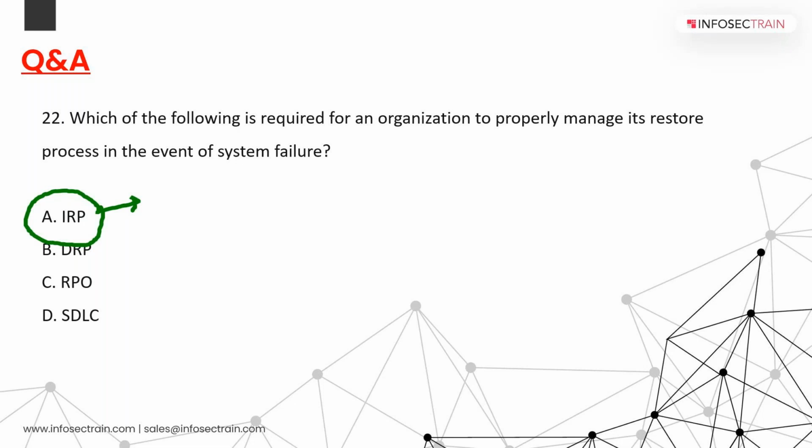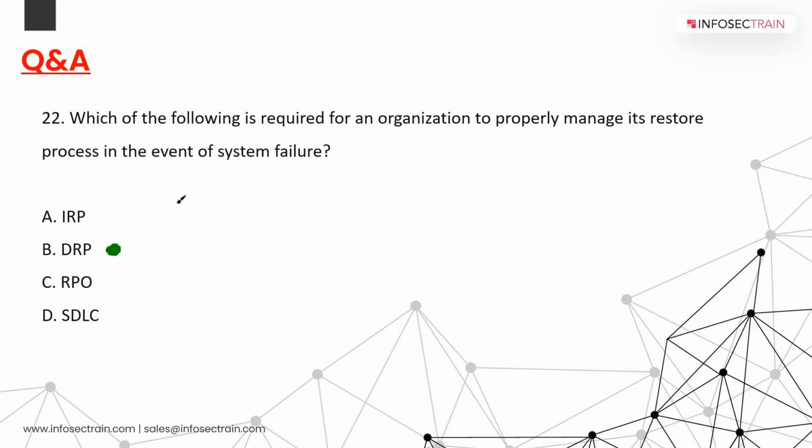Okay, great. So as the question is set up, which of the following is required for an organization to properly manage its restore process in the event of a system failure? IRP would not be such a good option. Then we have B, which is called the DRP, Disaster Recovery Plan. This is a good option, right? This can restore the process in case of a system failure. So this could be a good answer. Fine, let's keep it aside for a moment, but keep a habit of exploring the other options as well.